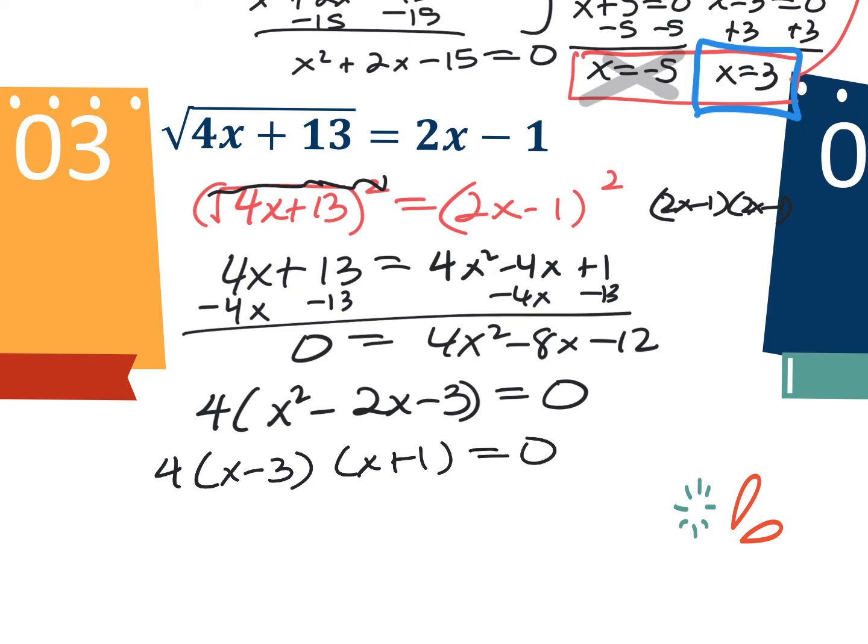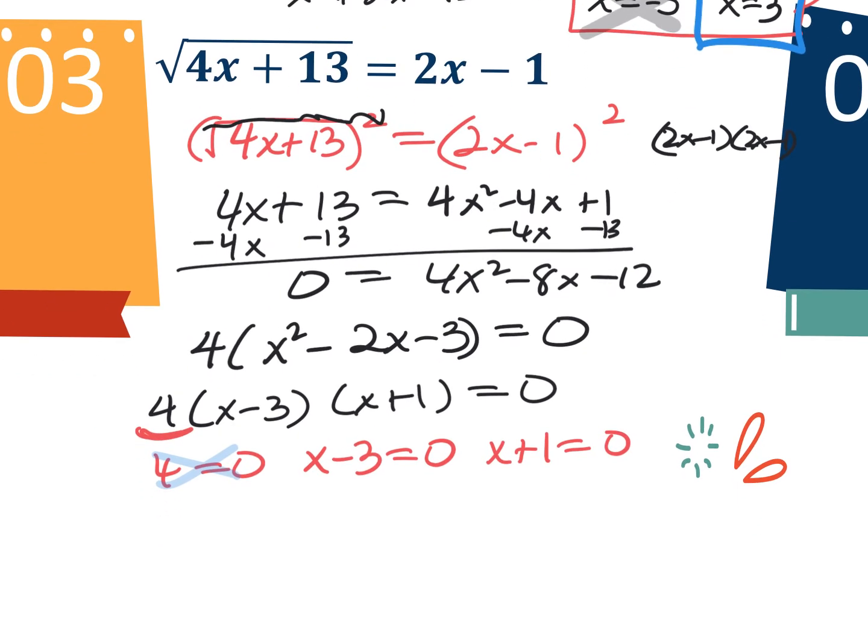Set each one of my factors equal to 0. Now, even the GCF here, but notice this is nonsense. Because there was no variable to solve for, I really didn't need to do that one. But just to show you, you always have to still remember that that GCF could be a potential solution. Now set each one equal to 0. Add 3, x equals 3. Subtract 1, x equals negative 1.